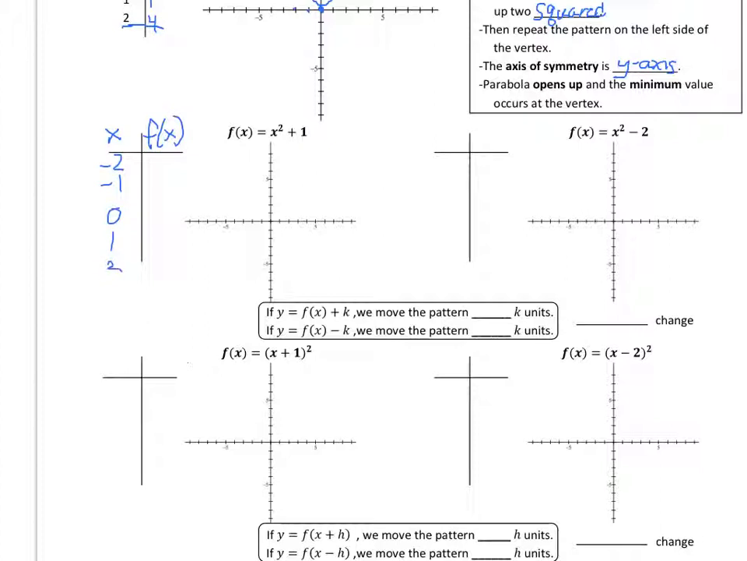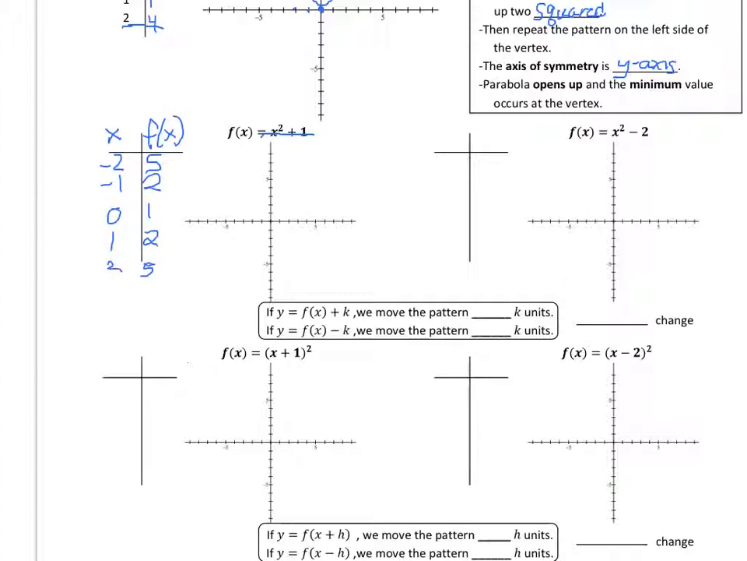Okay, so if x is -2, what's y, or what's f of x? 5. What about -1? 2. What about 0? 1. 1? 2. And 2? 5. Okay, all right, so let's plot those points.